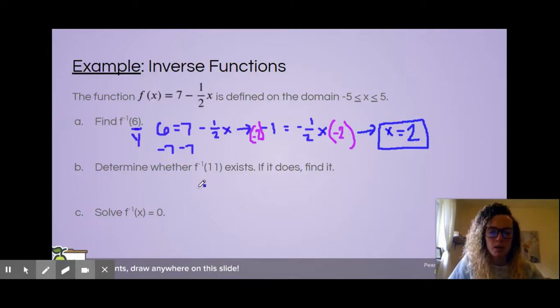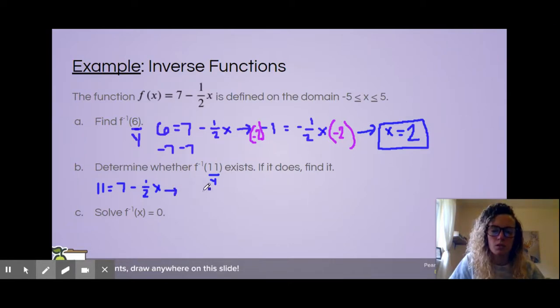Part B, same kind of idea. If I jump straight to the number, then I see that it's asking the same kind of thing, but obviously more words. So we're determining whether this exists or not, and if it does, we're supposed to find it. So to do this algebraically, I'm actually going to find it first and then determine if it exists or not. So same deal as part A, this 11 is a y value. So I'm subbing in 11 for y, the same steps as I did in part A.